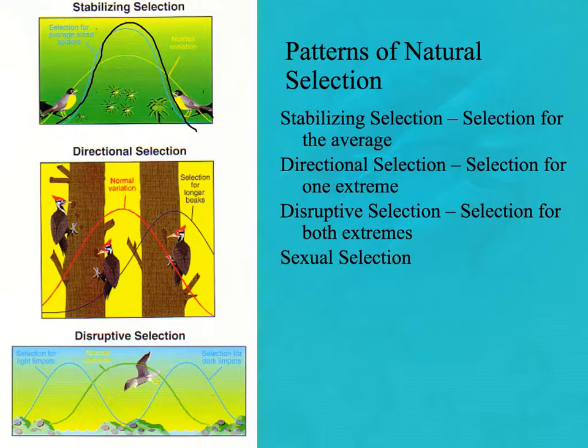When you look at average population distribution, you would expect very few birds to have a small beak. Most of them would have average sized beaks, and very few would have very long beaks. But as a woodpecker, you use that beak to get to food. The more food you get, the better your chance of survival.